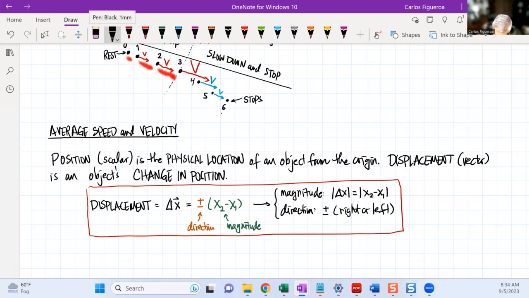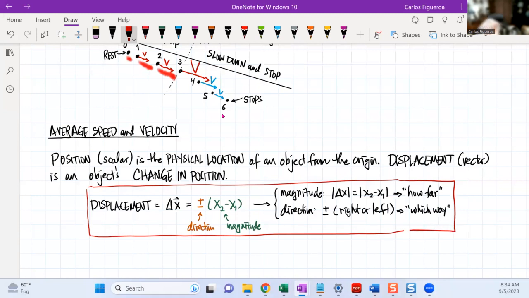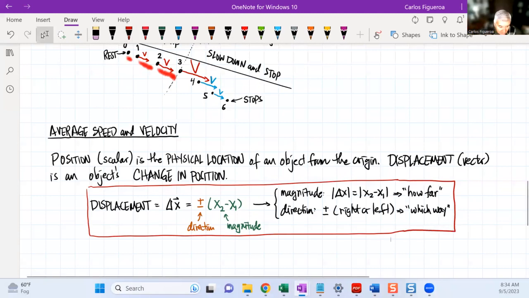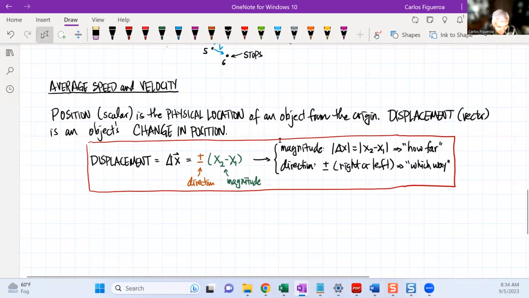So here's what we really say. The magnitude then tells us essentially how far did you move? And then the arrow tells you which way? That's what that tells us right here. So let's look at an example here just to give you a sense of what I'm talking about.